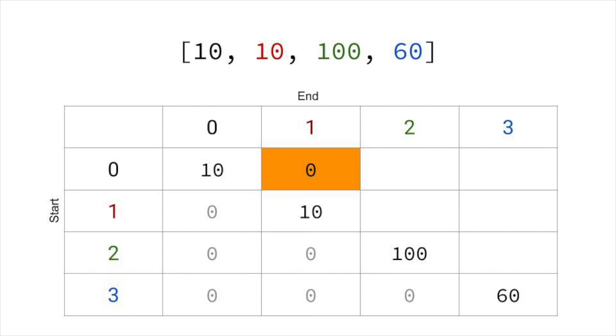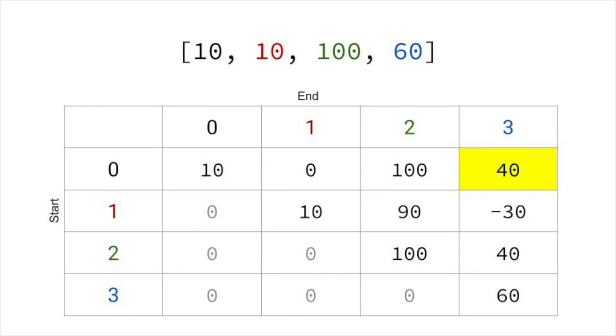Let's do another. Here, we either take the start pot worth 10 and subtract our opponent's answer worth 100 below, or we take the pot worth 100 and subtract our opponent's answer of 10. The max of these two, negative 90 and 90, is 90, which is our answer for this cell. We continue this way until the table is filled.